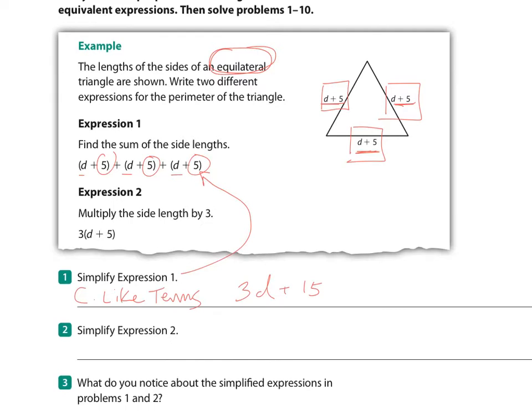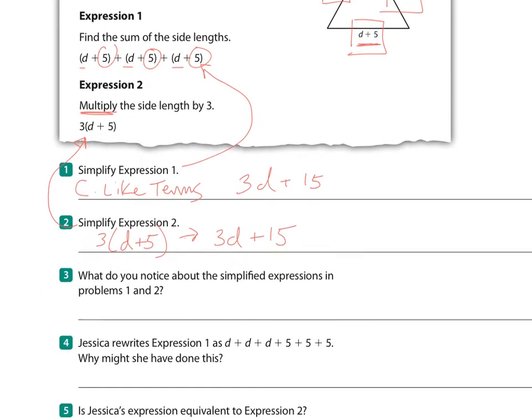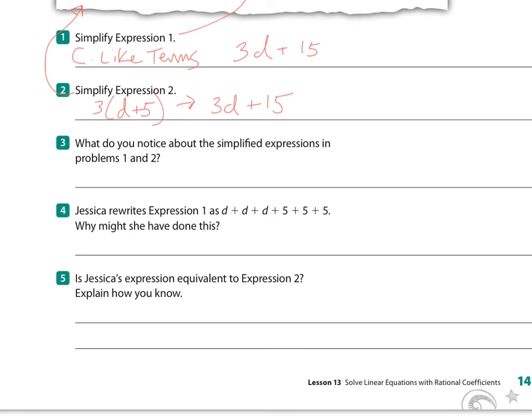Adding up the same side on an equilateral triangle, when it's the same number, well, repeated addition could also be expressed by multiplying. And so that's where expression number 2 comes into play. If I wanted to simplify this expression here, that just tells me use the distributive property. So here's our expression 3, and we're multiplying that by this quantity d plus 5. So that is going to turn into 3d, right? 3 times d is 3d. 3 times this positive 5 is just 15. There we go. What do we notice about these two expressions from number 1 and 2?